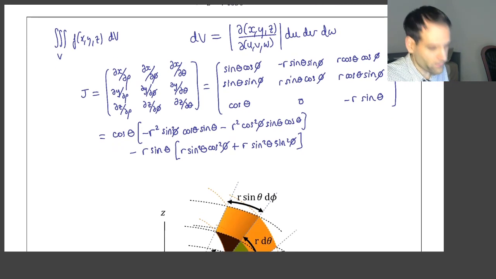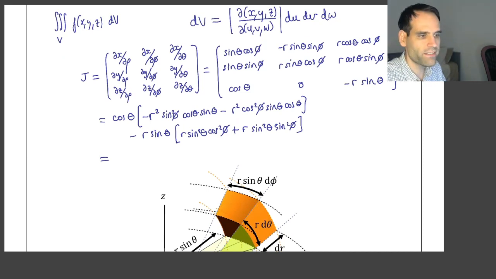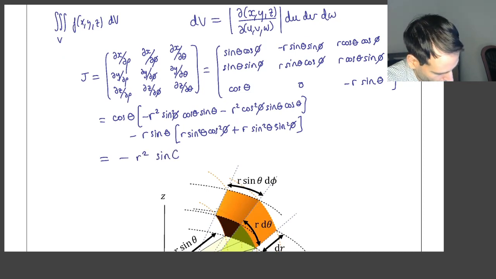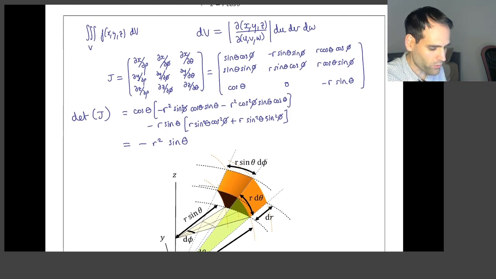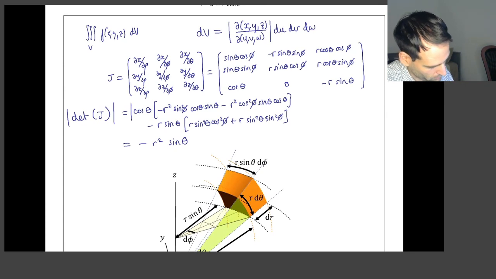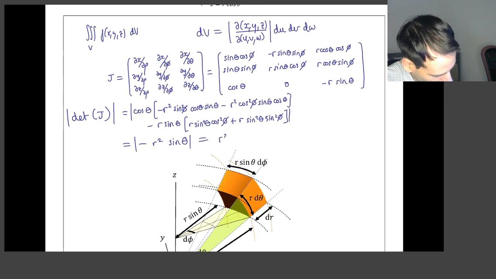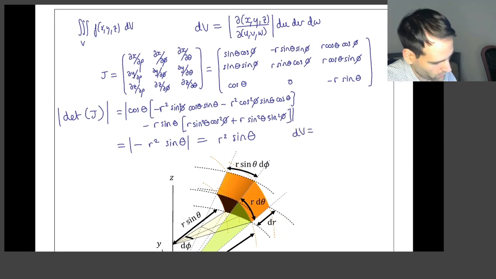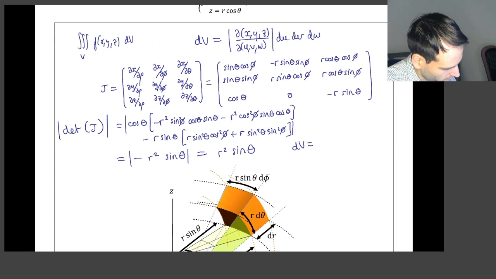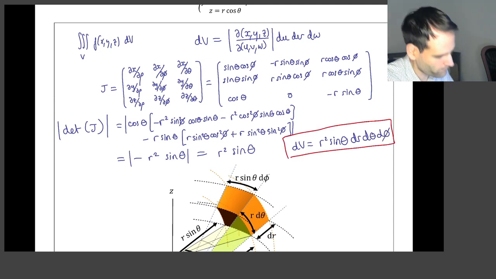Okay, so if you develop this expression by combining terms, canceling terms out, and using the fact that cosine squared plus sine squared equals 1, you can relatively easily arrive at minus r squared times sine theta. So that is the determinant of the Jacobian. But we actually want the absolute value of that, so our result is r squared sine theta. And therefore, applying the general equation, dV is simply r squared sine theta times dr d theta d phi. That is our differential of volume for spherical coordinates.